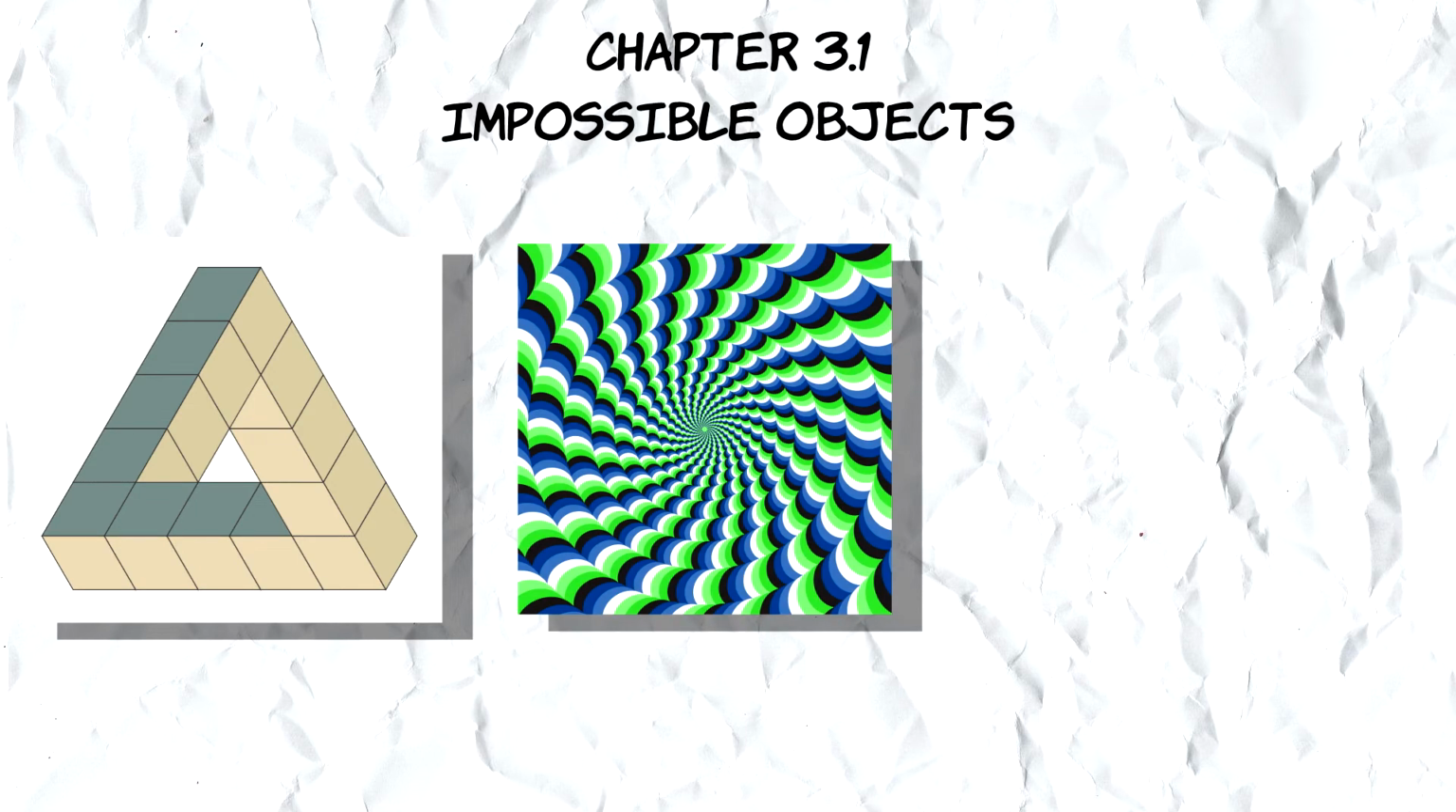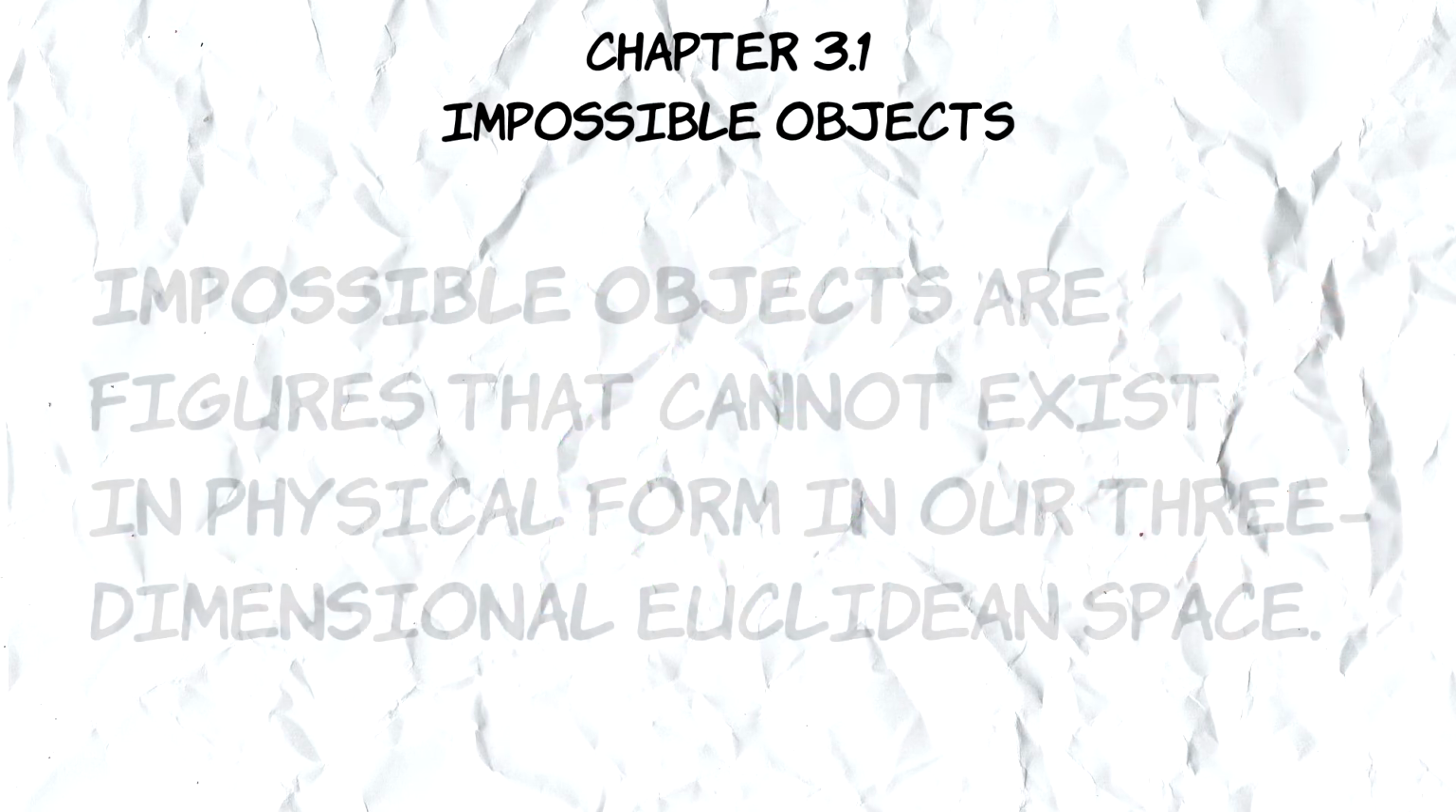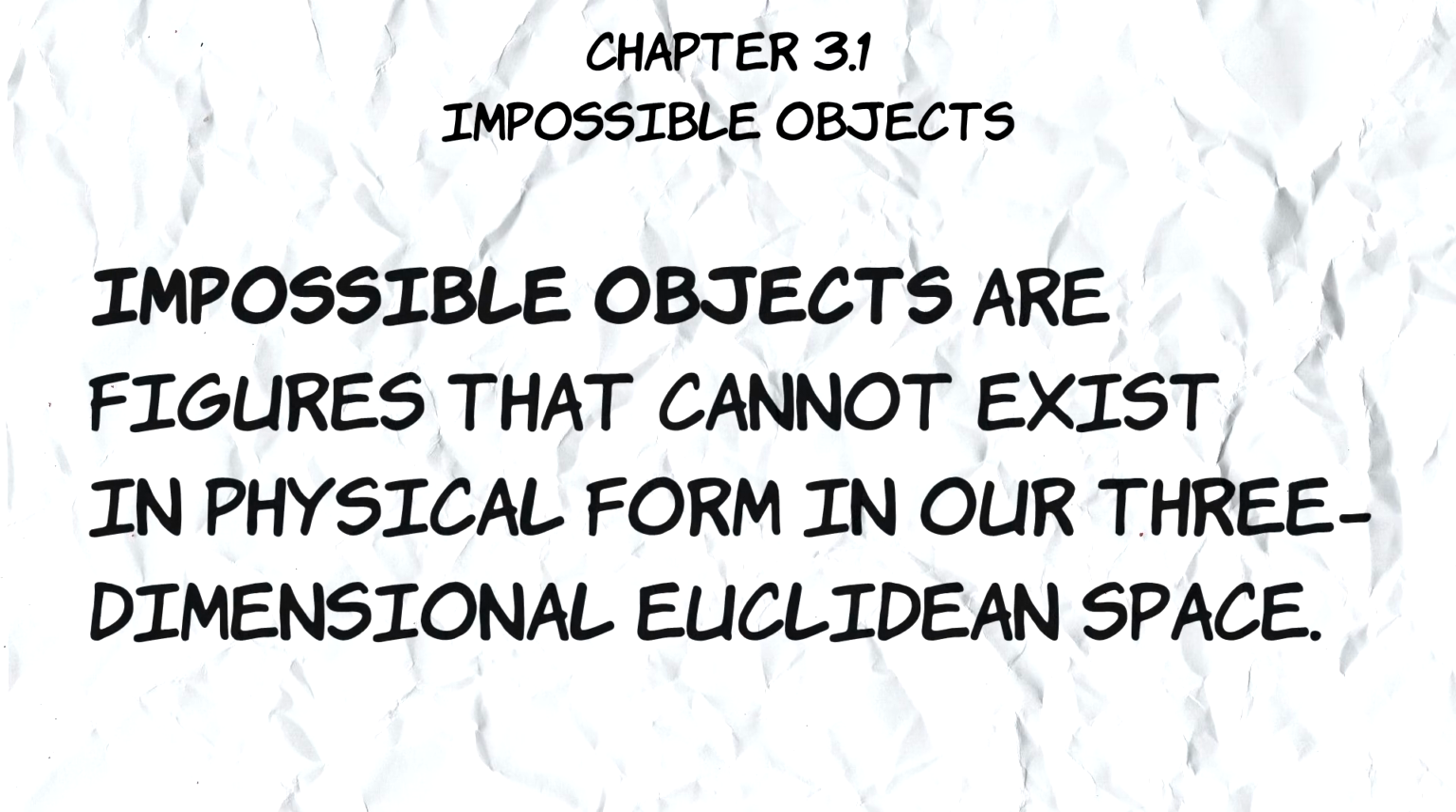Humans are naturally drawn to paradoxes, optical illusions, and strange objects. The obsession with impossible geometric objects stems from the same source. They are defined by mathematicians as figures that cannot exist in a physical form in our 3-dimensional Euclidean space. These figures are nearly always clever optical illusions.